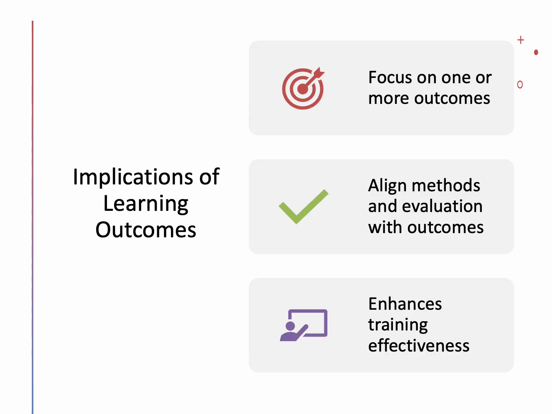Training programs can target one or more outcomes, such as cognitive knowledge, skills, or attitudes, depending on organizational needs. For example, a safety training might focus on cognitive understanding of protocols and affective commitment to compliance. Aligning instructional methods, like lectures for knowledge or simulations for skills, with these outcomes ensures relevance. Similarly, evaluations must measure the targeted outcomes, such as testing knowledge or observing skill application. This alignment enhances training effectiveness, ensuring employees achieve desired competencies.